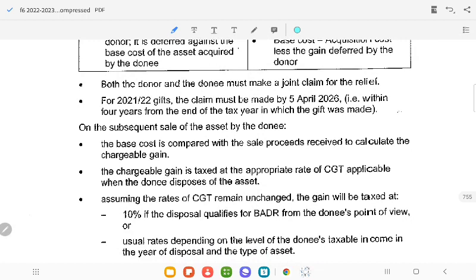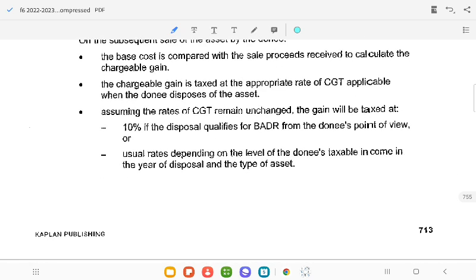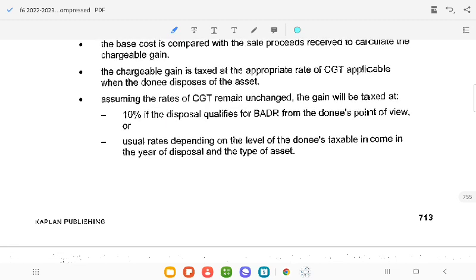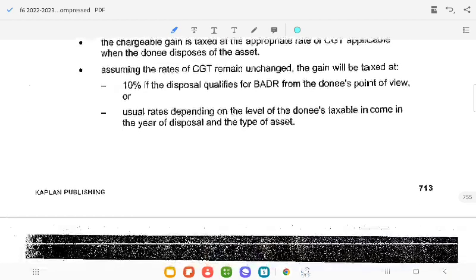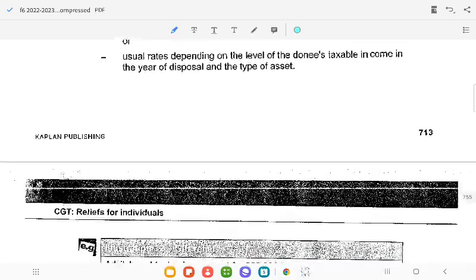Both the donor and the donee must make a joint claim for this relief, and for a 21-22 gift, the claim must be made by 5th April 2026. On subsequent sale, again the base cost would be compared with the sale proceeds received in order to calculate the chargeable gain. The chargeable gain is taxed at the appropriate rate, assuming the rates of CGT remain unchanged. The gain will be taxed at 10% if the disposal qualifies for BADR from the donee's point of view, and at the usual rate depending on the level of the donee's taxable income in the year of disposal and the type of asset.